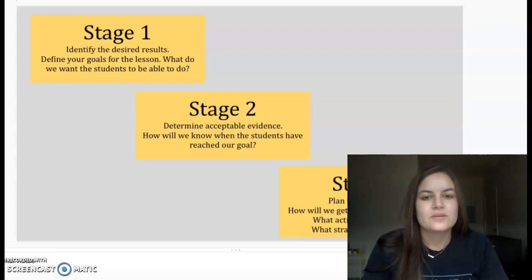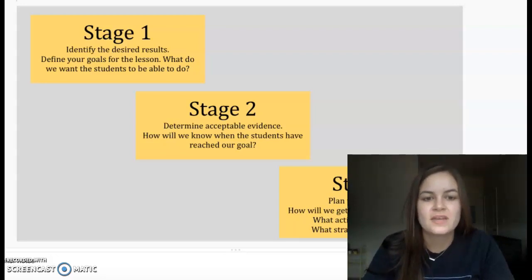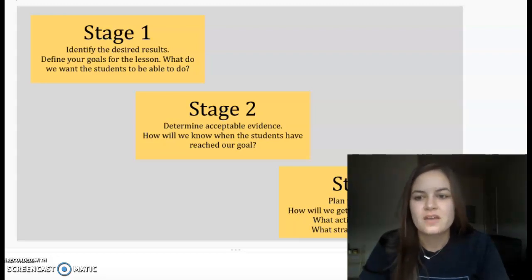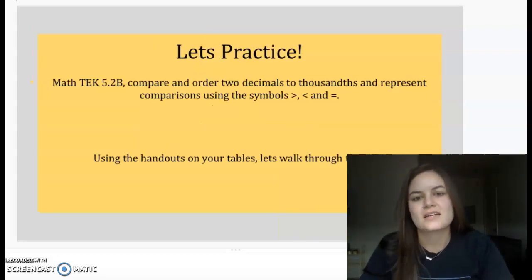So lastly, once we have determined what we want, determined how we'll know we have it, then we actually get to start planning our lessons. So how will we get our students to reach our goal from stage 1? What activities are we going to use? What strategies are we going to use? The whole lesson plan. So let's practice with Math TEKS 5.2b.